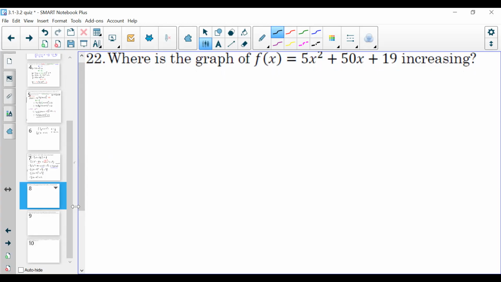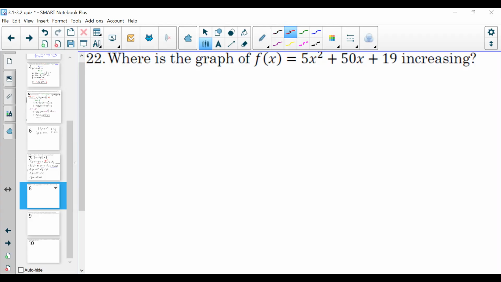All right. So, number 22. We're on number 22 in the homework now. Where's the graph of f of x equal 5x squared plus 50x plus 19 increasing? So when is it increasing? To know when it's increasing, you need to figure out what your a value is and also what your h value is going to be.